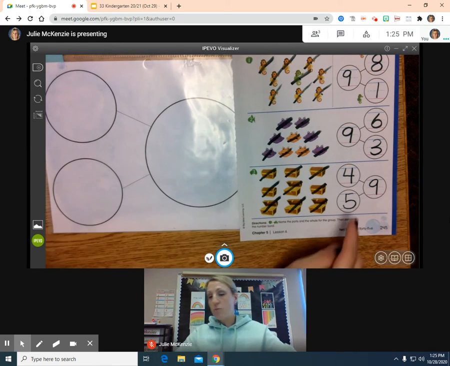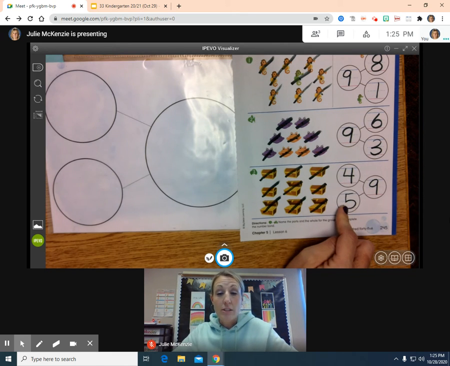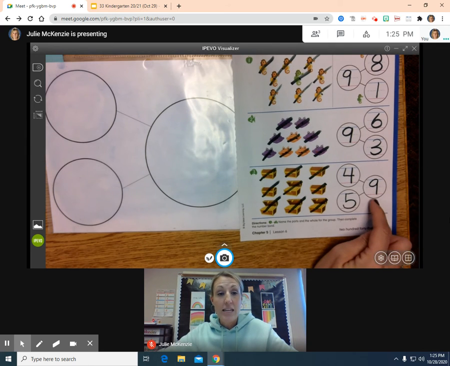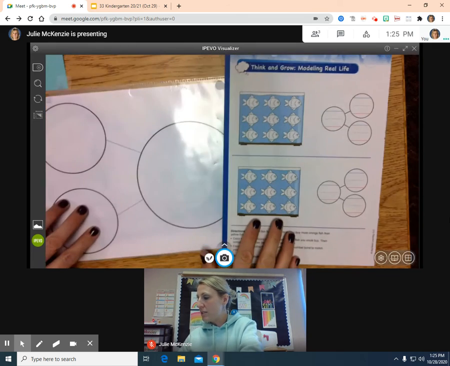So for this one, 4 and 5 are the parts that combine to make the whole, and 9 is the whole group. All right, let's take a look at the other side here.